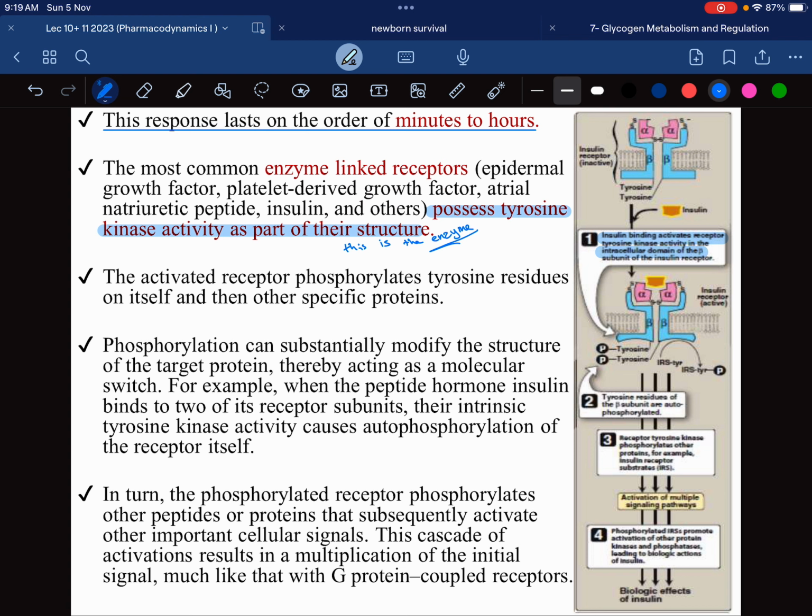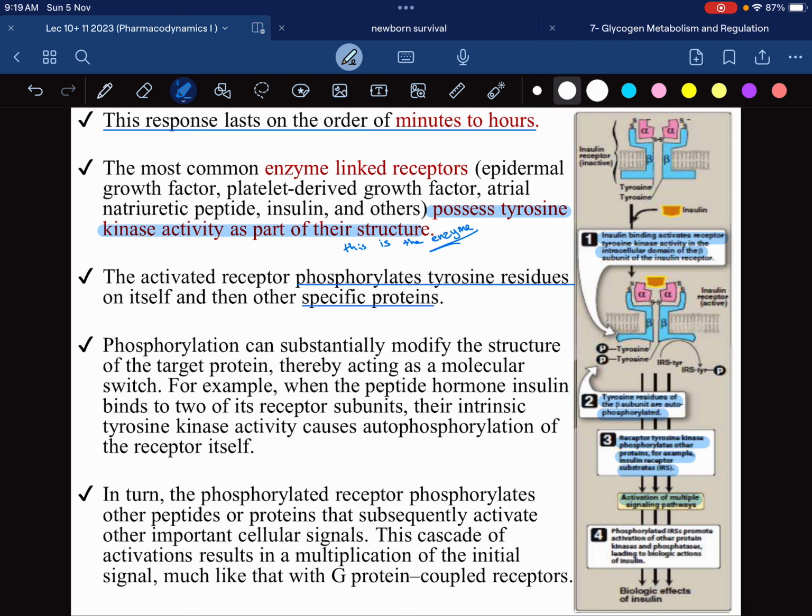The activated receptor phosphorylates tyrosine residues on itself and then on other specific proteins. After the insulin binds to the alpha subunit, it will activate that receptor and tyrosine kinase will be phosphorylated. When it is phosphorylated, it will be activated. Activation means a cascade of transduction of the biological activity.